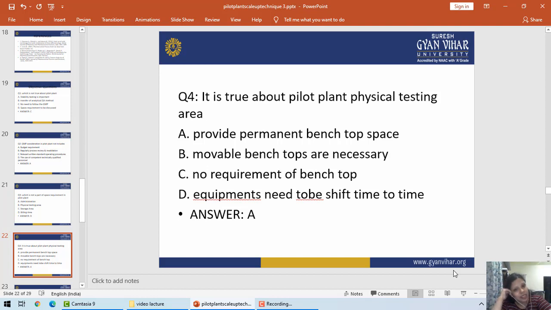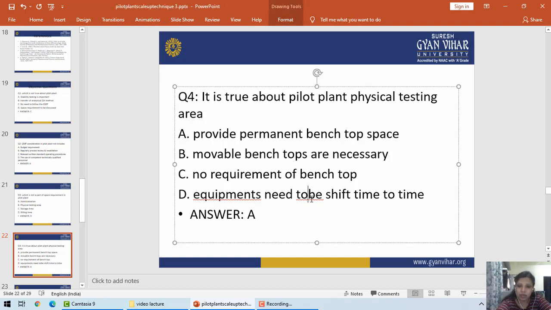Now next: which is true about the pilot plant physical testing area? Provide permanent bench top space. Movable bench tops are necessary. No requirement of bench tops, and equipment needs to be shifted from time to time.